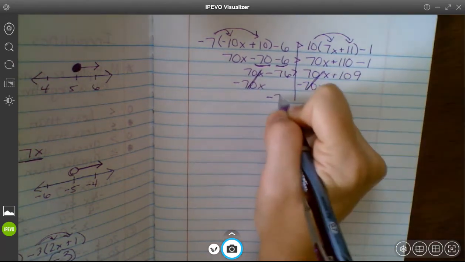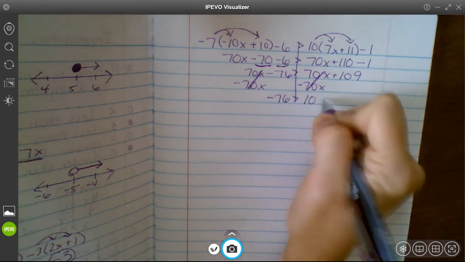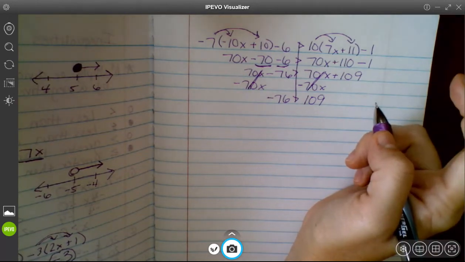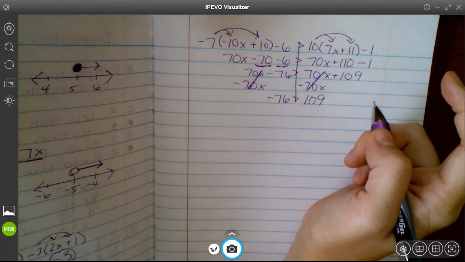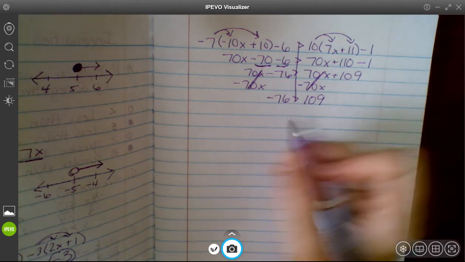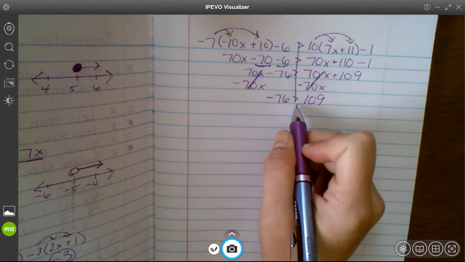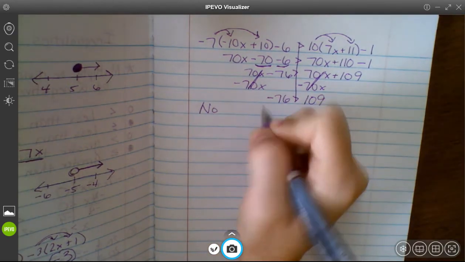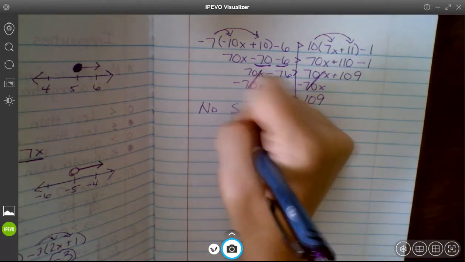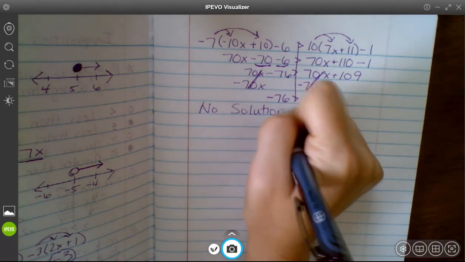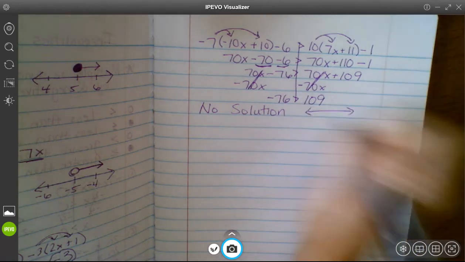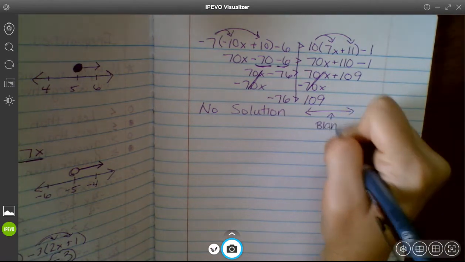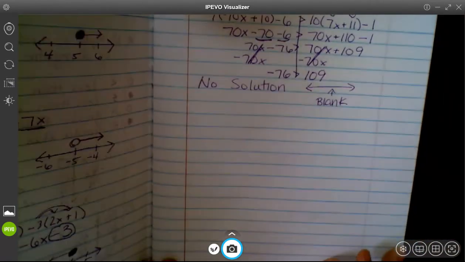Uh-oh. My x's all disappeared. But wait, we talked about this. We could have different types of solutions. So I have to decide, is this a true statement? So negative 76 is greater than 109. Is that true? No, it's not true. So I have no solution. So if I had a number line, my number line would be blank. I can't graph anything because there is no answer.